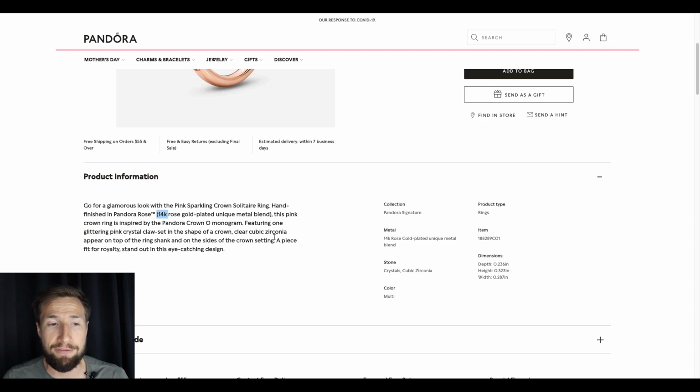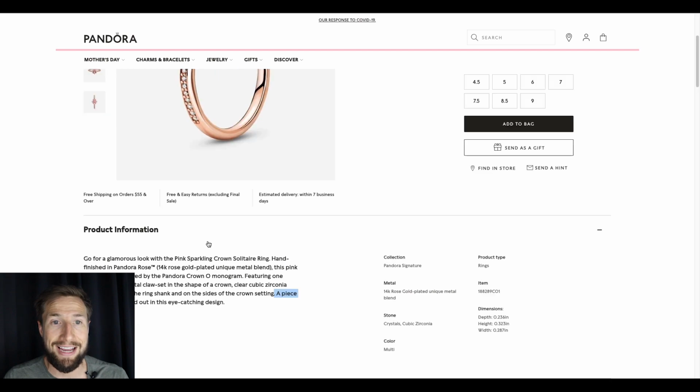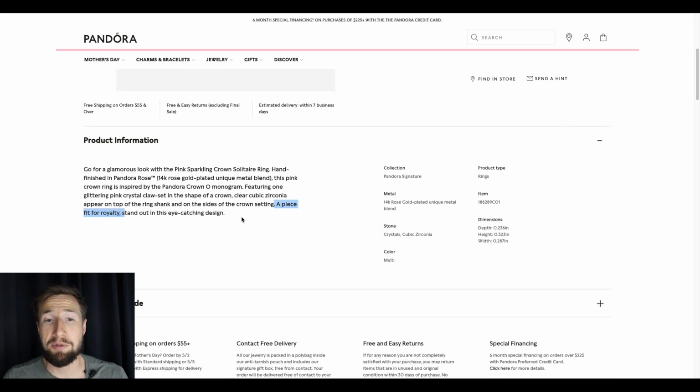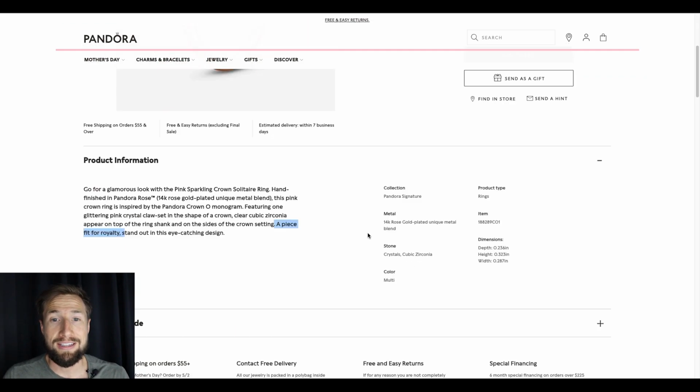A piece fit for royalty, stand out in this eye-catching design. So they know what their customers want. Their customers want to make a statement. Their customers want to stand out and people to notice that they've got this piece of jewelry. Same thing for your product description here. Think about the features, the benefits, describe the product, but also think about what is the state that that person wants to achieve.